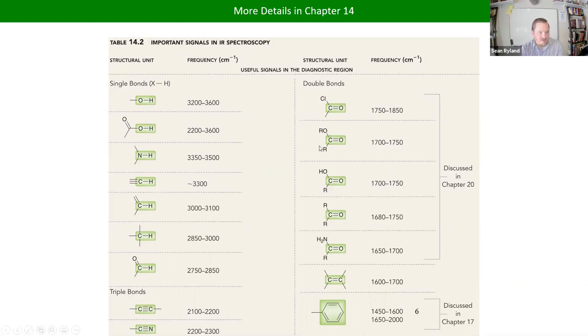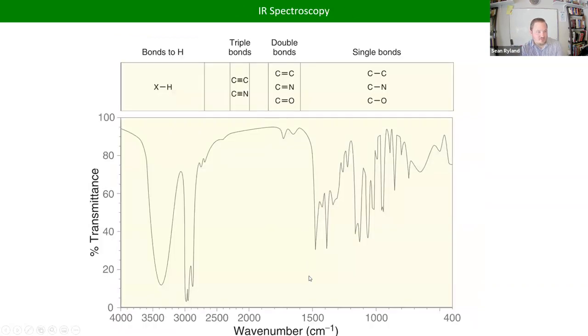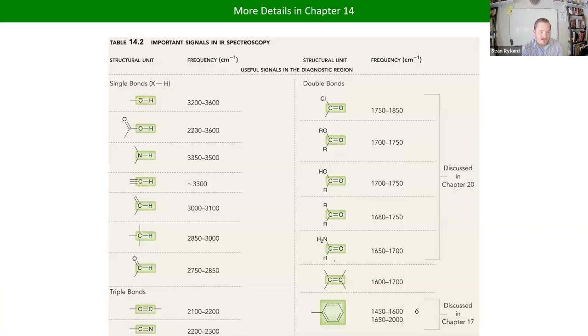If you look at the carbonyls over here, all of these carbonyls show up between about 1650 and 1850, which is a pretty small range here. Like all of those different functional groups all show up in about the same place. And so a lot of times you can't necessarily tell which of these you have, but you can tell you've got one of them. So you can tell you've got a carbonyl, you just don't know exactly what type of carbonyl it is. Is it an ester, or is it a ketone, or is it an aldehyde, without more information?